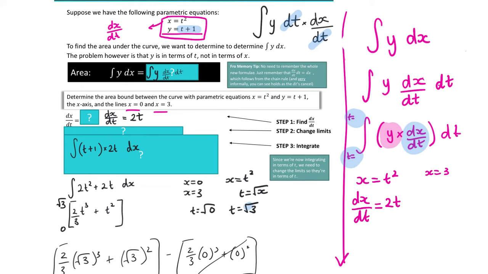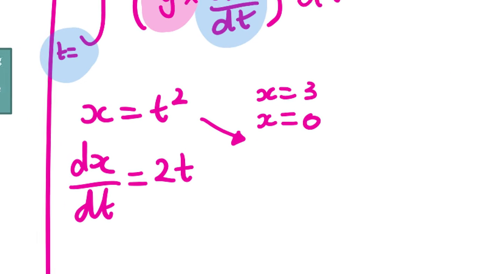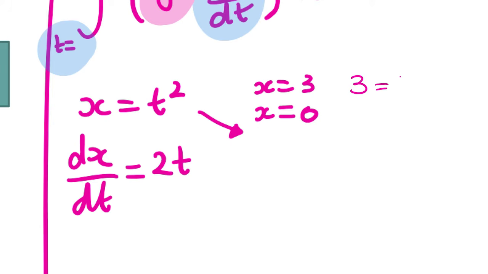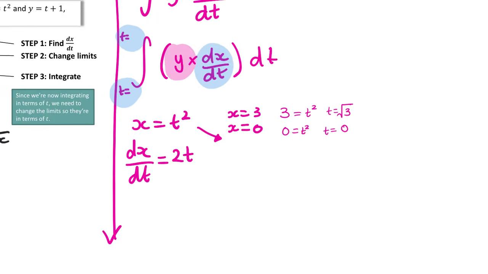So if x equals 3 and x equals 0, I need to use the equation x equals t squared to find what t equals. When x equals 3, I have 3 equals t squared. So therefore, what does t equal? If 3 equals t squared, t equals square root of 3. And if 0 equals t squared, what does t equal? 0. So now we have our new limits. Do we have our new limits? Yes. Do we have our differential? Yes.